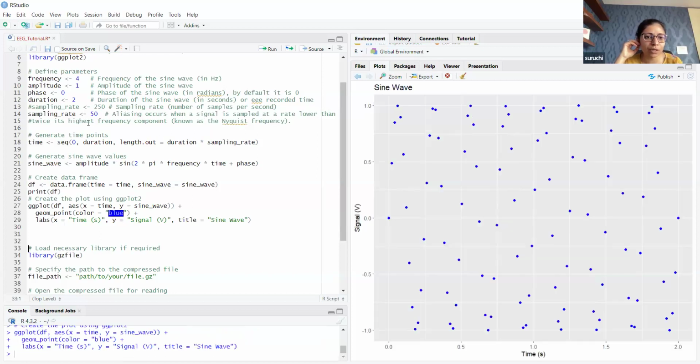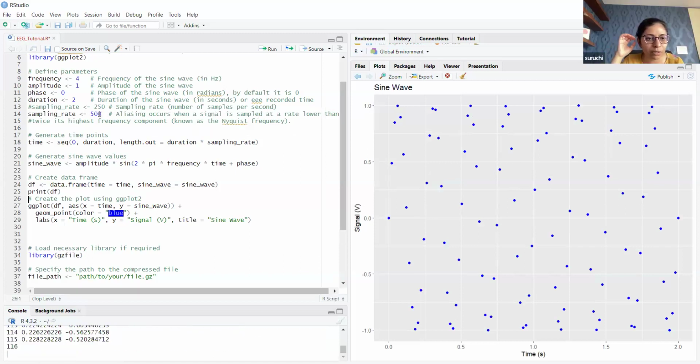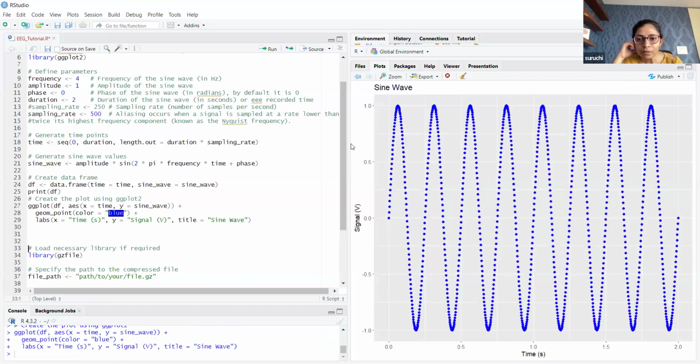Let me show you the effect of the phase. So make the sampling rate 500. It's very hard for you to tell now which dot came first, so that's why you use line points, it will be easier. And then make the frequency 2 so that we can clearly see it. Plot it.